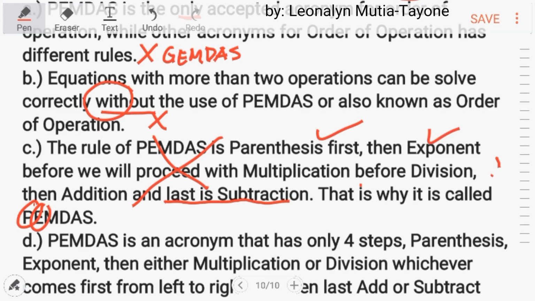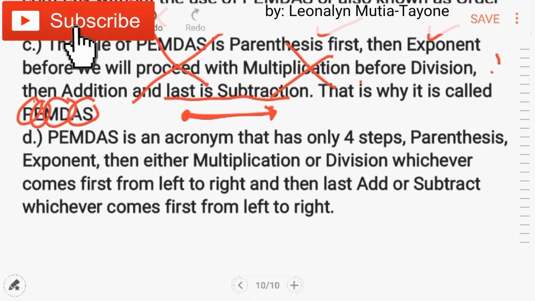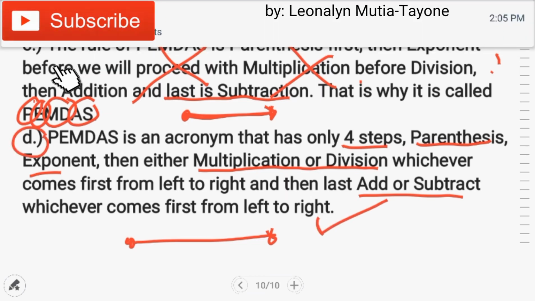Dapat parenthesis first, okay? Exponent next, or mga indices. Next is multiplication or division, whichever comes first, from left to right. Next is addition or subtraction, whichever comes first, from left to right. So, mali ito. Letter D. PEMDAS is an acronym that has only 4 steps. Parenthesis, exponent, then either multiplication or division, whichever comes first, from left to right, then last, add or subtract, whichever comes first, from left to right. So, ang answer ay letter D. This is correct.